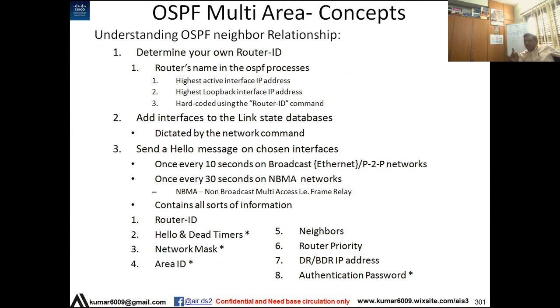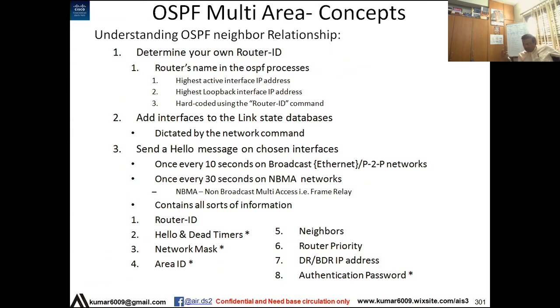Okay, next, hello contains so much information. See, what information is hello sending? Router ID, hello and dead timers, network mask, area ID, neighbors, router priority. The neighbors, it will add that. I told you, who are my neighbors? That is also sent in hello. Then password, DR, BDR address, priority number, right? All are sent. In that, star symbols are there. What are the star symbols? Hello and dead timers, area ID, and authentication passwords are the options. These 4 must match.